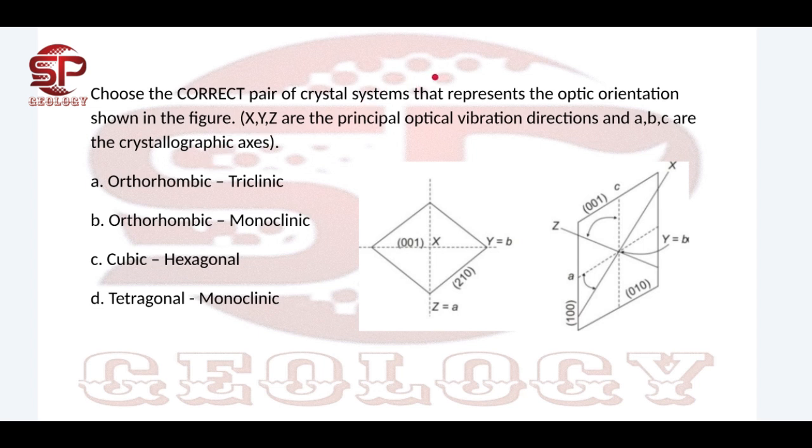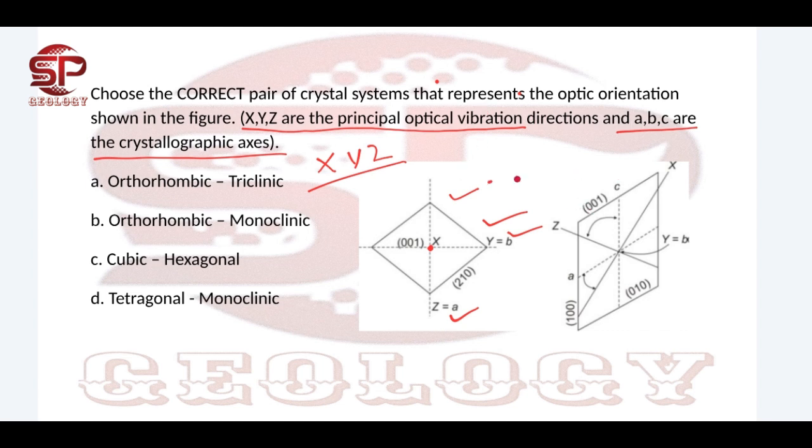And choose the correct pair of crystal systems that represents the optic orientation shown in the figure. X, Y, Z are principal optic vibration directions and A, B, C are crystallographic axis directions. So in biaxial minerals, we will get 3 indicatrix axes, that is X, Y, Z, you can say vibration directions. Only in the case of the orthorhombic system, all the indicatrix axes will coincide with the crystallographic axes, which you can see here in this diagram. All the axes X, Y, Z are coinciding with the crystallographic axes. Here Y is coinciding with the B axis, Z is coinciding with the A axis, and X is coinciding with the C axis. So this figure belongs to the orthorhombic system.